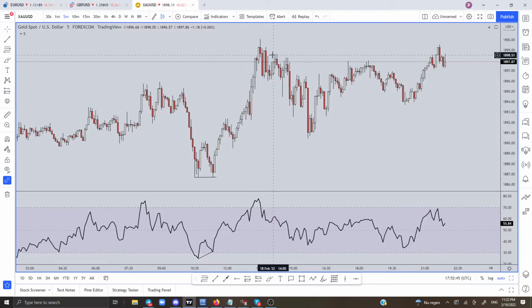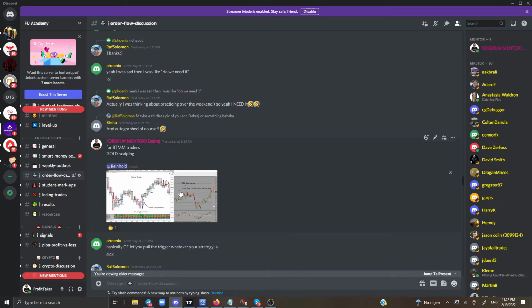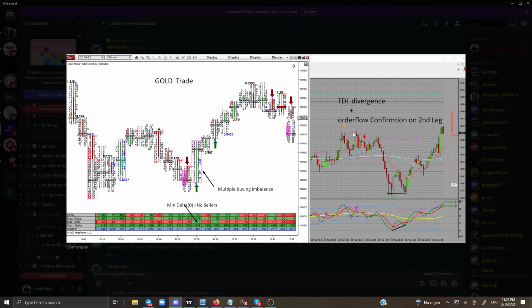And see, price moved, and this setup I have already posted in our group. If I just show you the same thing, people are learning there. So if you are a BTMM trader or whatever divergence you're using, it doesn't matter. It can be RSI, TDI, stochastic, whatever. But with this order flow confirmation, see what I told here, min delta is 0. That means no sellers. Just think you are going to buy, and at that point in time, if something can confirm that there are no sellers, then your buy would be more valid, right?